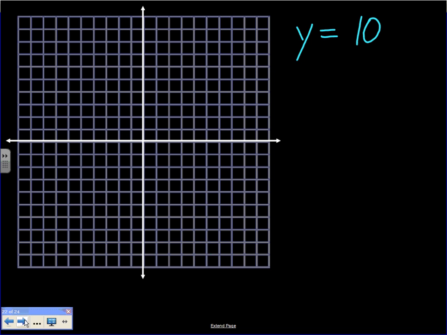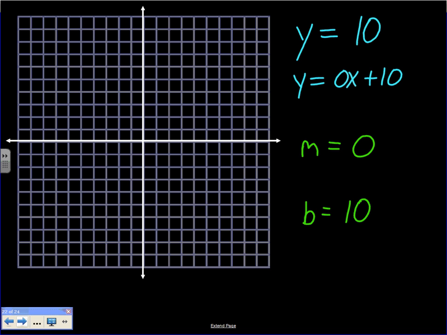Example 2, y equals 10. Well, there's no x term in here, and that's because the 0 is in front of it. Y equals 10. The slope is 0, the y-intercept is 10. So how are we going to do this? Well, first off, you plot your y-intercept first. From your origin, you go on the y-axis to 10: 1, 2, 3, 4, 5, 6, 7, 8, 9, 10.